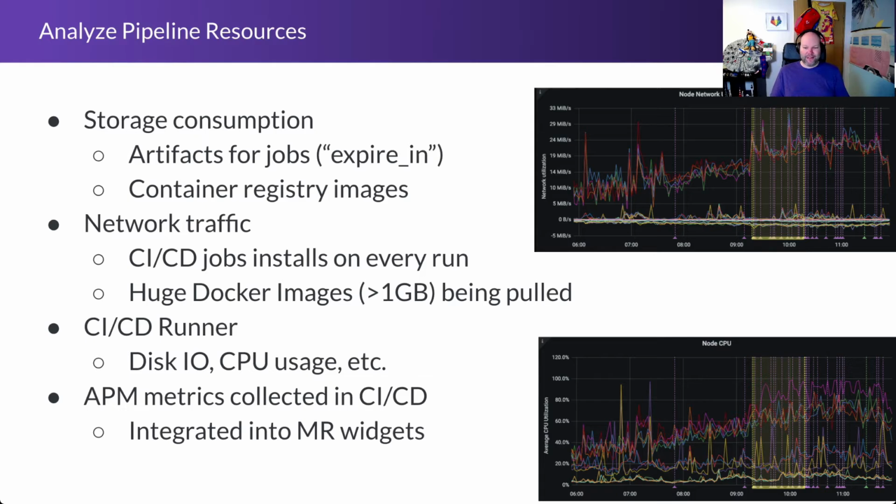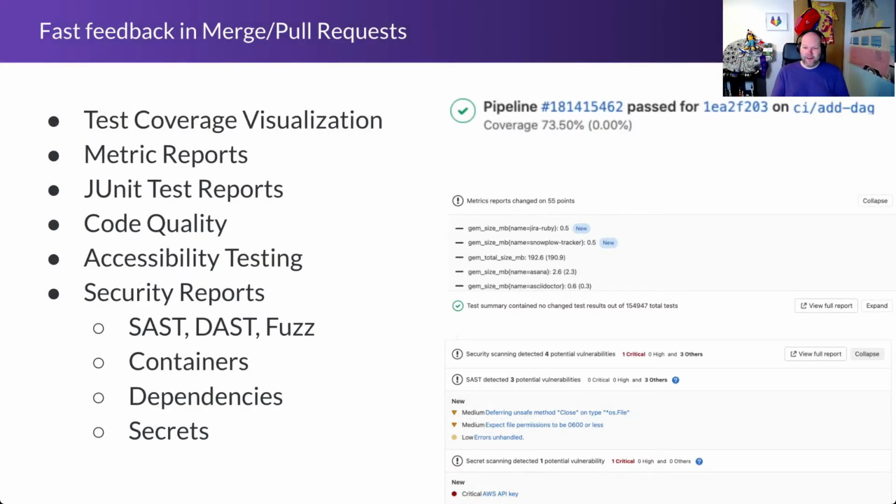And last but not least, everything the application itself consumes can be monitored. In a certain way of saying, hey, I want to integrate the APM metrics collected in the CI/CD jobs and have them integrated into the merge request or pull request widgets. So there's lots of things to unpack and to learn from. It's important to measure them to get a better overview of what's going on.